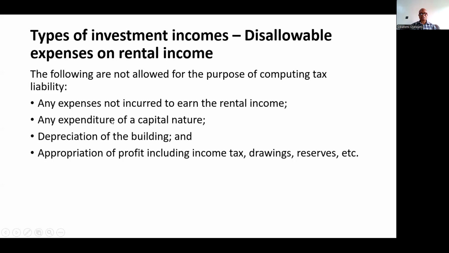Now we have any expenses not incurred to earn the rental income. Other expenses that are incurred, but not for the purpose of earning the rental income, should be disallowed. Any expenditures of a capital nature, if you are still investing or building more, you cannot say you want to expense it. Depreciation of the building, appropriation of profit, including income tax, drawings, and reserve. These will not be taken as part of expenses that are allowable for the purpose of tax.